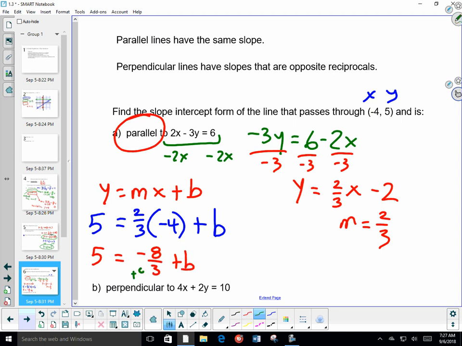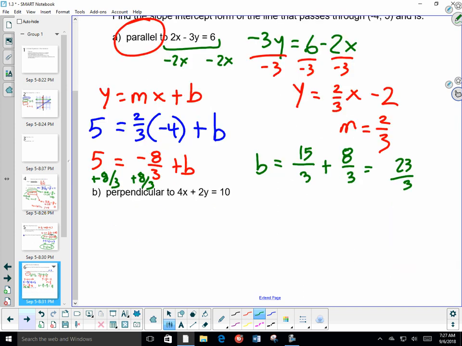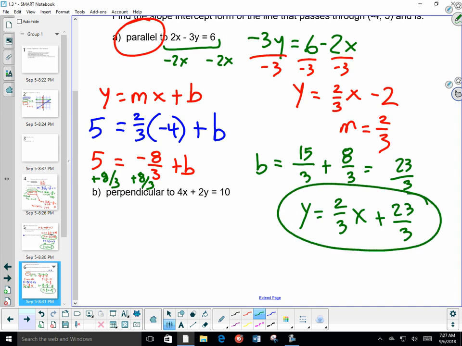And then if we add 8/3 to both sides of this equation, we get b is equal to, let's see, 5 plus 8/3 is going to be 15/3 plus 8/3, which is 23/3. Hopefully I'm doing this correctly. And so I get y equals 2/3 x plus 23/3. That would be my answer to part A.